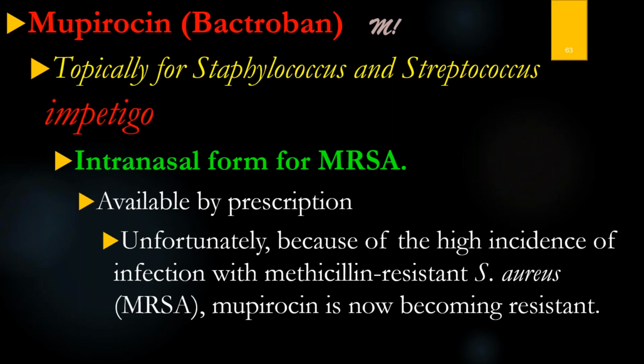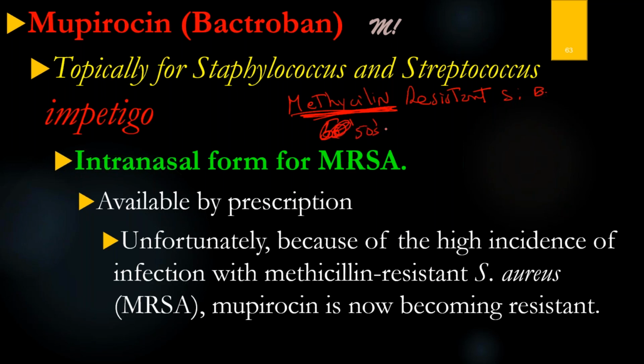Mupirocin, the Bactroban, is used topically for Staphylococcus and Streptococcus impetigo. What is impetigo? Impetigo is the infection by the Staphylococcus or the Streptococcus. Okay? So with the Staphylococcus, we have the MRSA. MRSA is the methicillin-resistant Staphylococcus aureus.